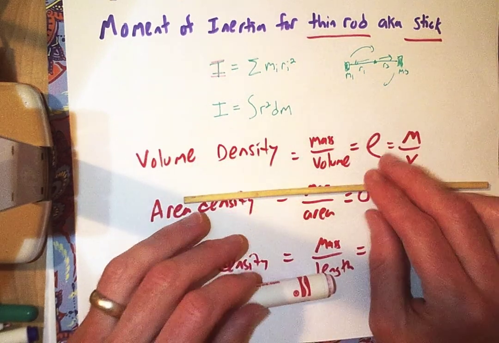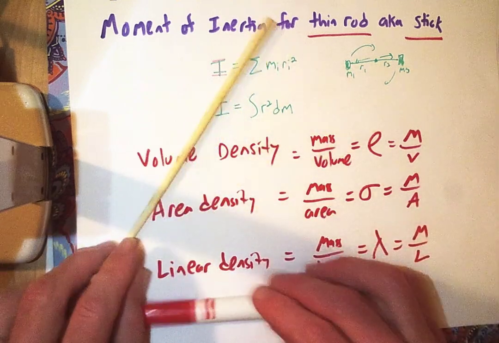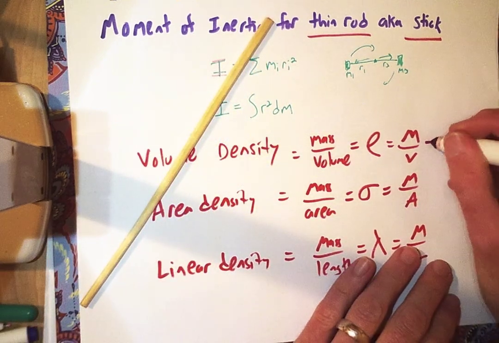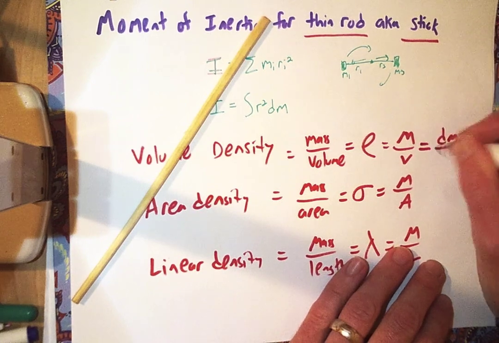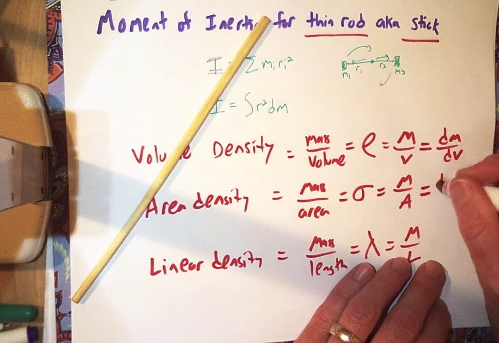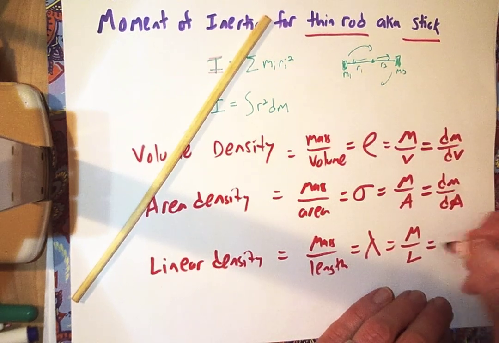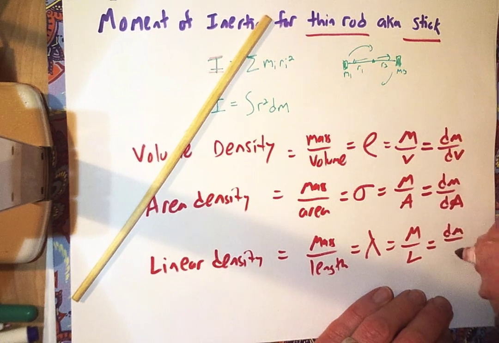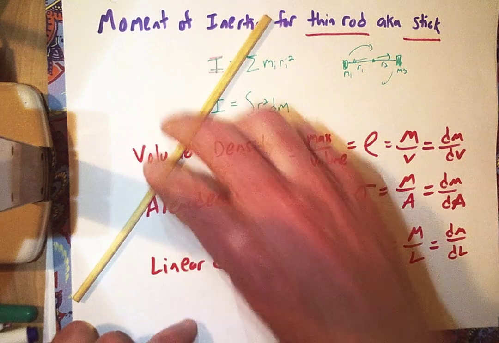So if it's uniform density, then it doesn't matter what the size of the piece of object is, which means that for a volume density, we could call this dm/dV. For an area density, we could call it dm/dA. And for linear density, we could call it dm/dL or dm/dx, really, is how it's going to turn out for us in a minute.